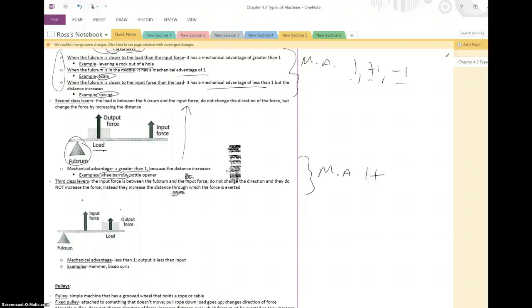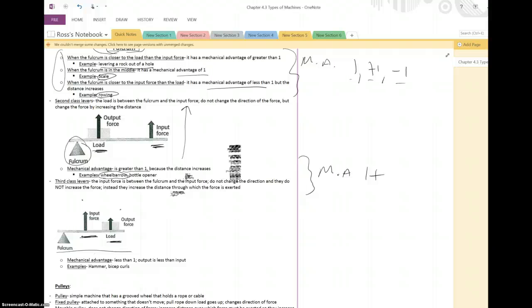In third class levers, down here, we've got the input force now. You see how this has changed here? The input force was over here, and the output force, or the load, was there. Now it's switched. The load is over here, and the input force is in the middle. They do not change the direction, and they do not increase the force.